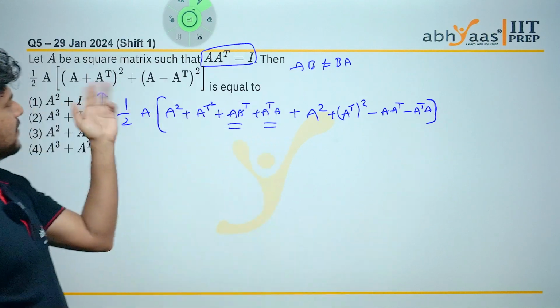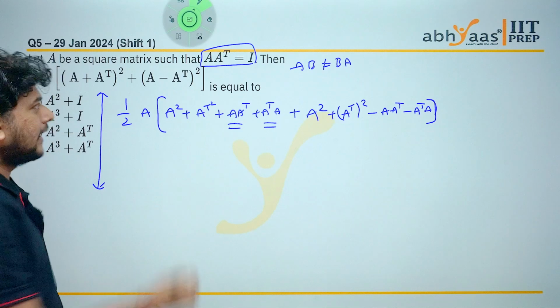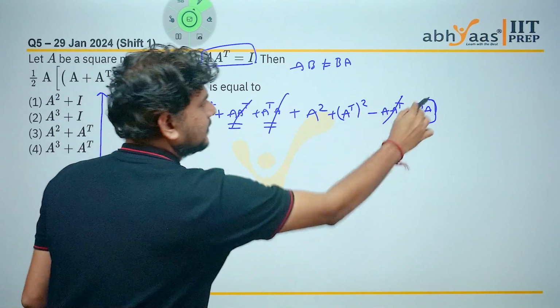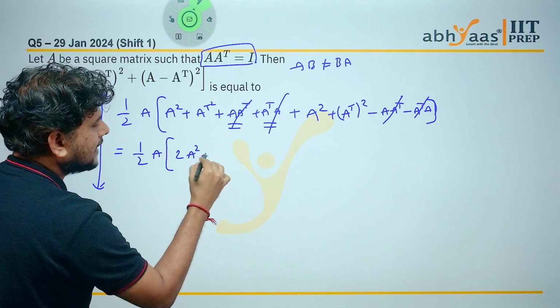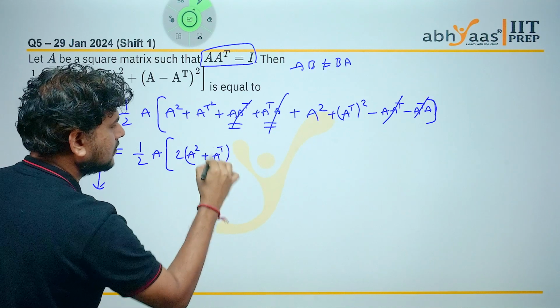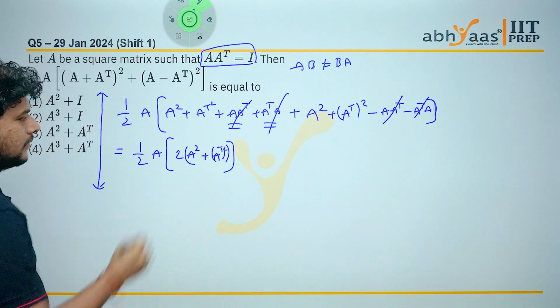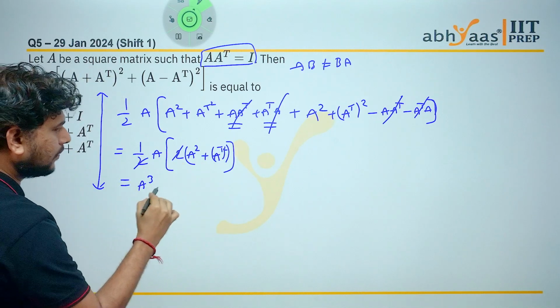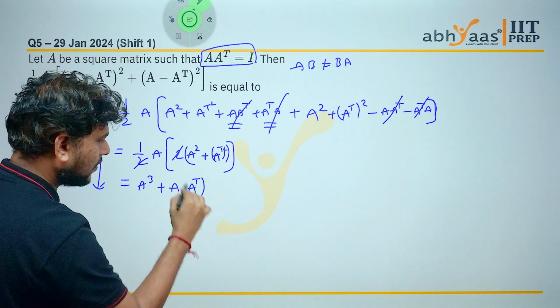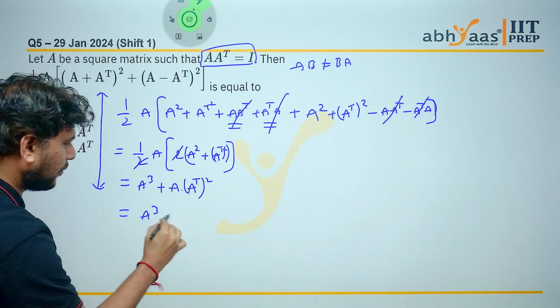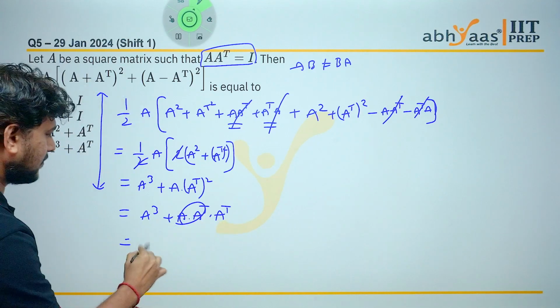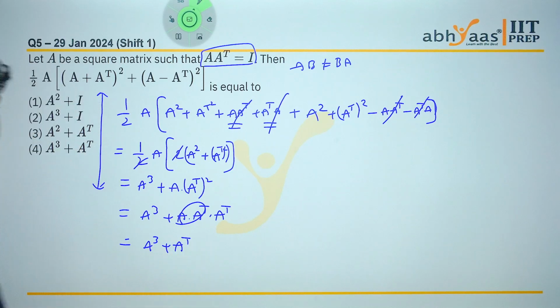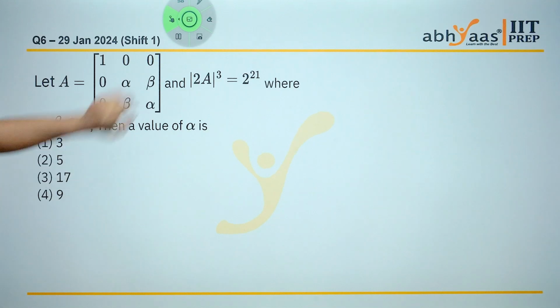So I said (A plus B) whole square plus (A minus B) whole square equals 2 into (A square plus B square). So these things get cancelled and we get half A into 2 (A square plus A transpose whole square). Okay, 2 gets cancelled, that will be A cube plus A into (A transpose) whole square. That equals A cube plus A into A transpose into A transpose. This is identity given, that equals A cube plus A transpose. So it's a simple answer. Next question.